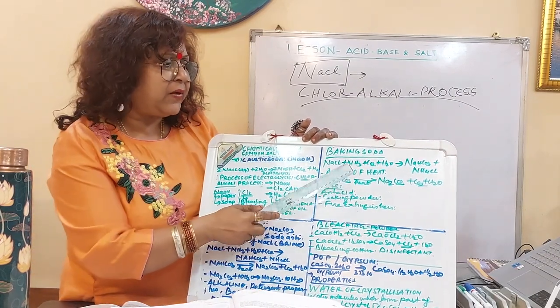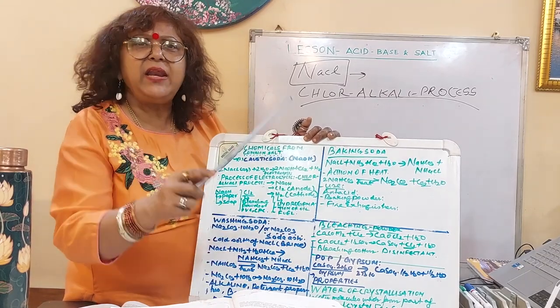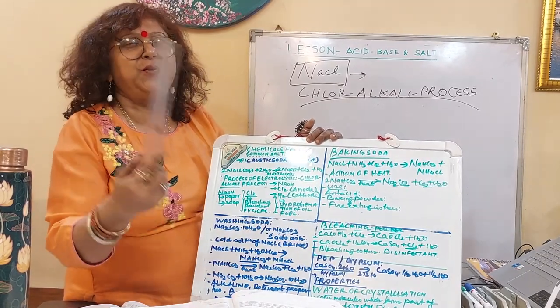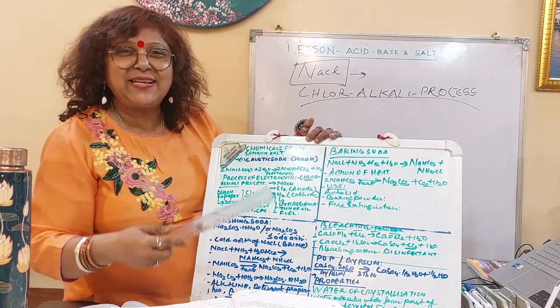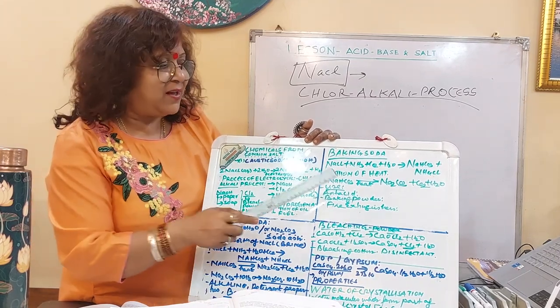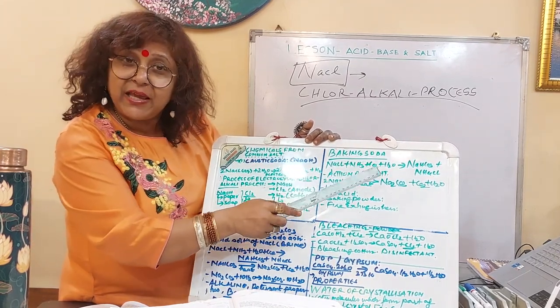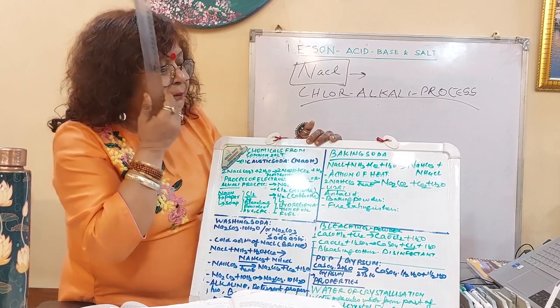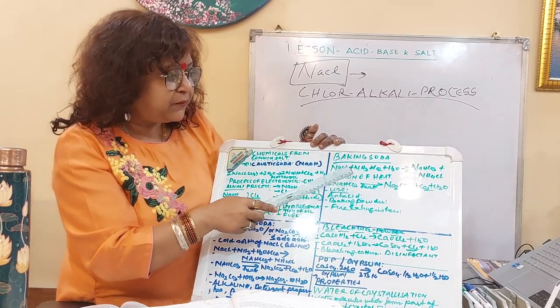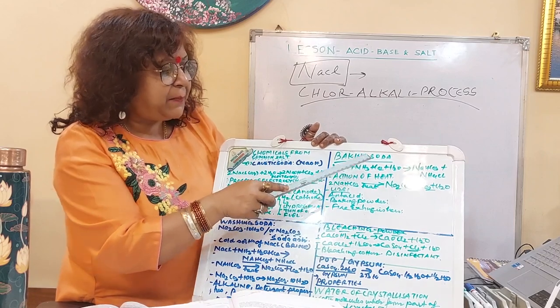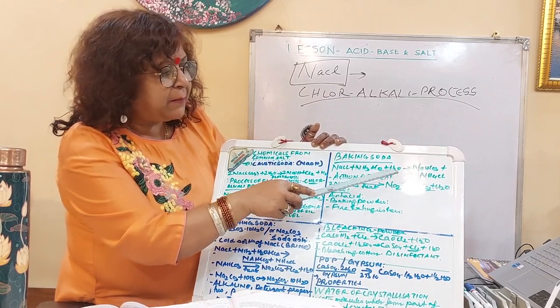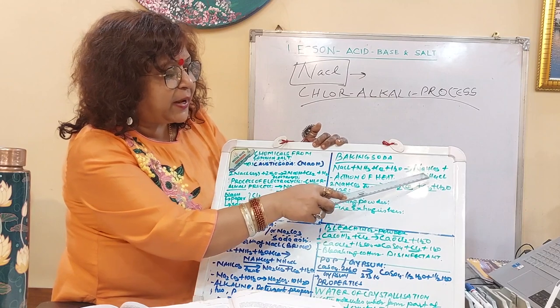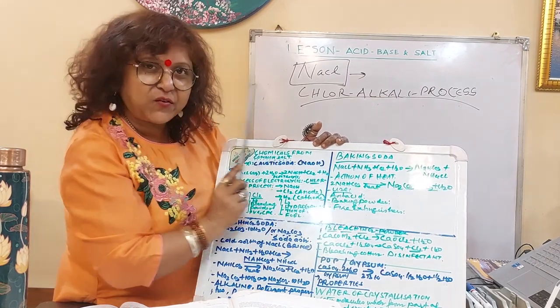Third one, now we come to baking soda. A very common household product used in your homes, where you make cakes, bread, etc. Now, how is this baking soda made? What is the chemical formula of baking soda? Baking soda is made from NaCl plus ammonia plus CO2 plus H2O, which gives rise to NaHCO3 plus NH4Cl.